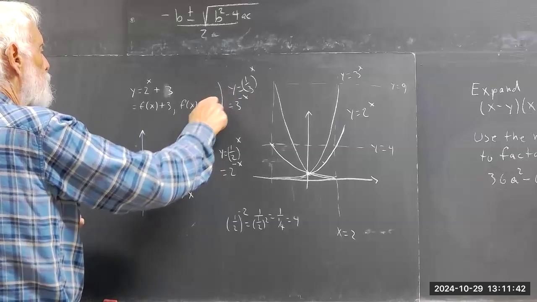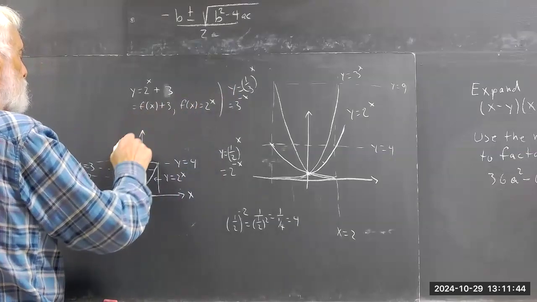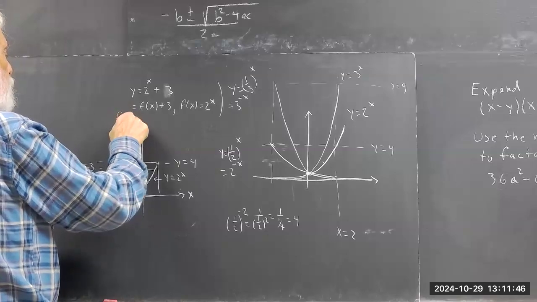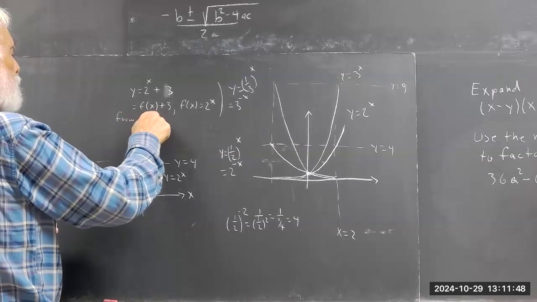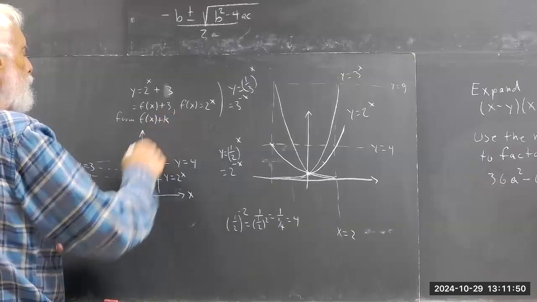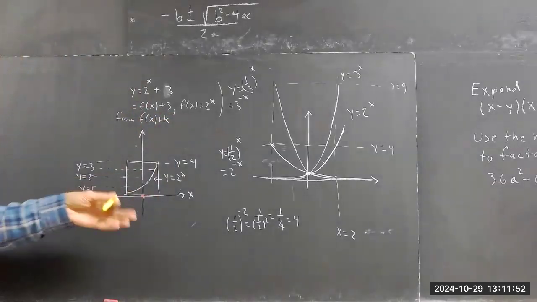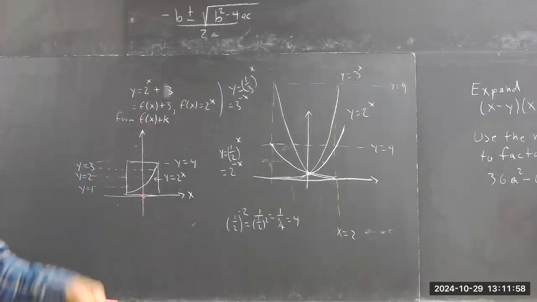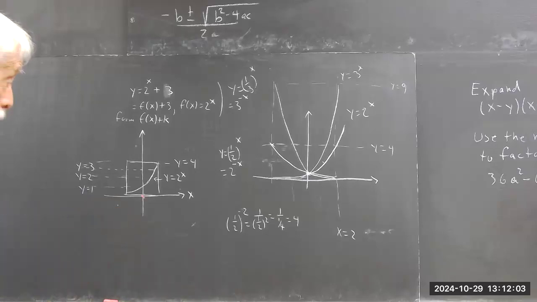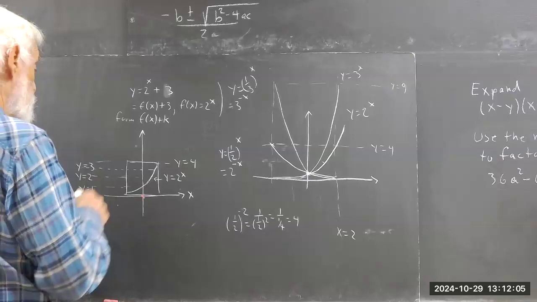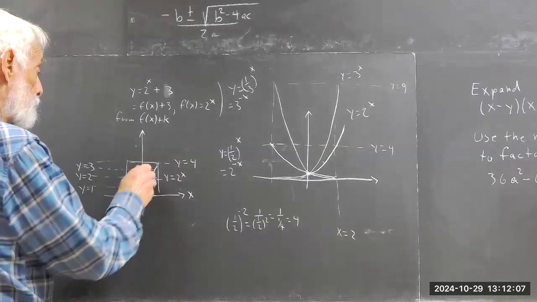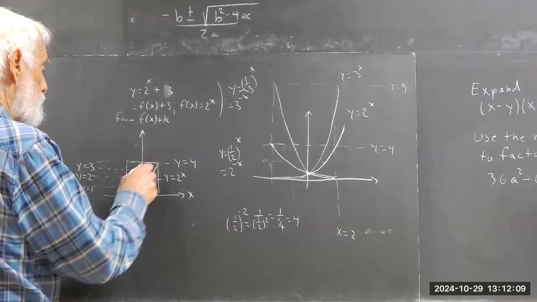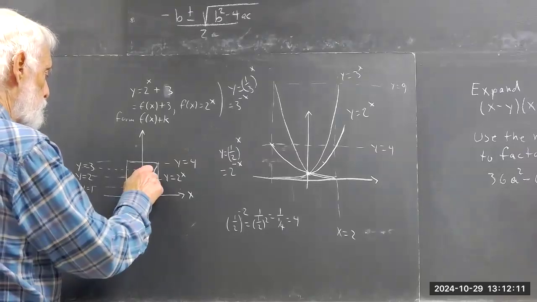So f of x equals 2 to the x. This is f of x plus 3. And that's f of x plus a, which means we have a vertical shift of 3 units. Just put it in the context of what we spent a lot of time doing. So you can just visualize it this way. It means you just move that red dot up 3 units. You don't have a vertical stretch.